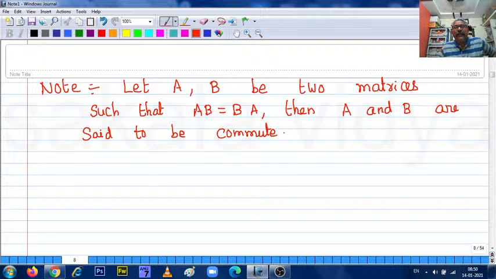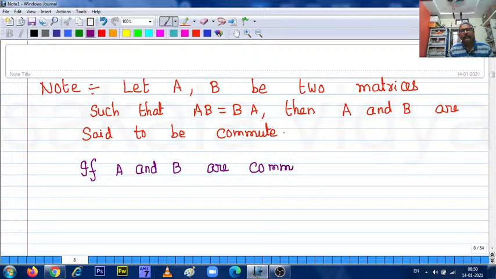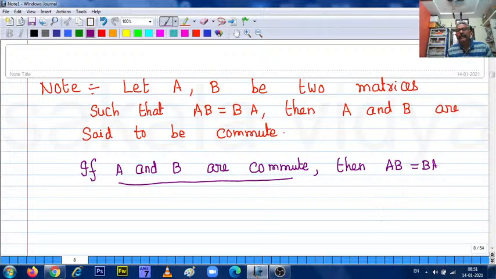Okay, now let A and B be two matrices such that AB is equal to BA, then A and B are said to commute. And one more thing you remember, if A and B commute, then AB is equal to BA. Whenever you observe this kind of statement, we need to observe that here AB is equal to BA. Right.